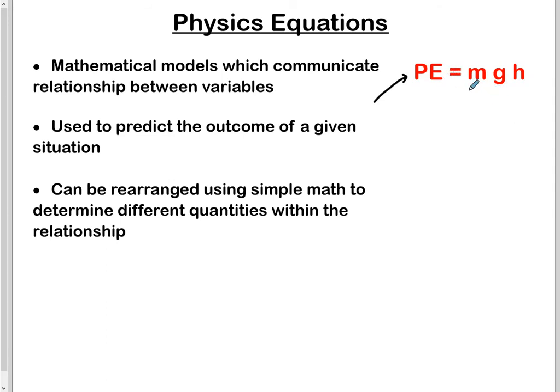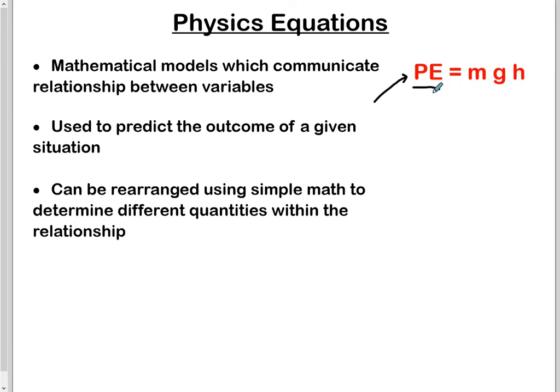And because of that, I can use it predictively. For example, if I know the mass of an object, I know the acceleration of gravity on Earth, and I know how high off the Earth I'm holding it, I can calculate precisely how much potential energy it has. And maybe even more importantly, I can do this for anything just by simply rearranging what it is.